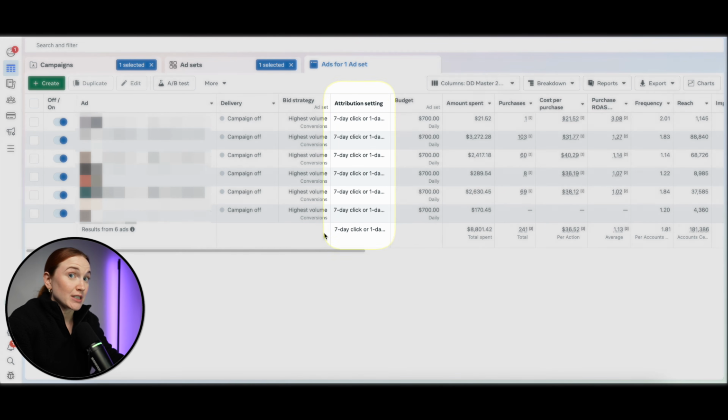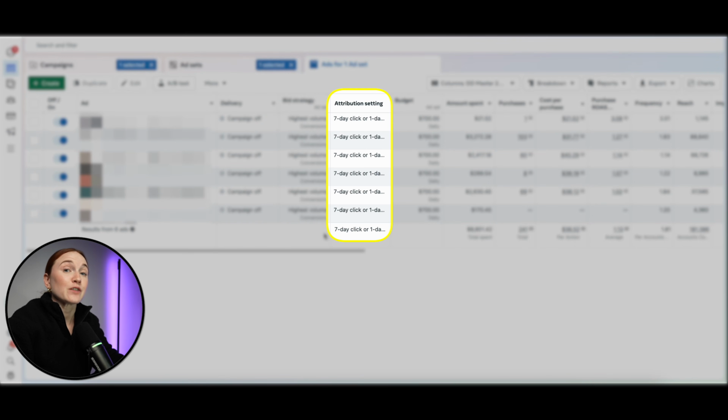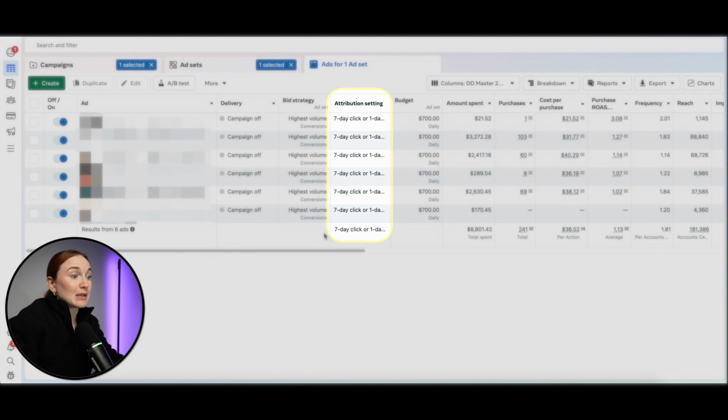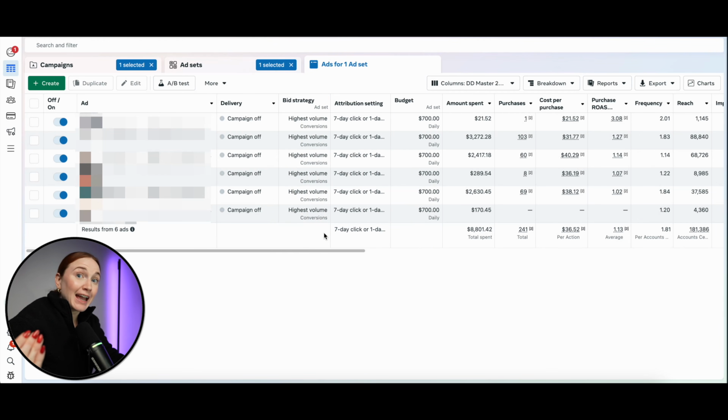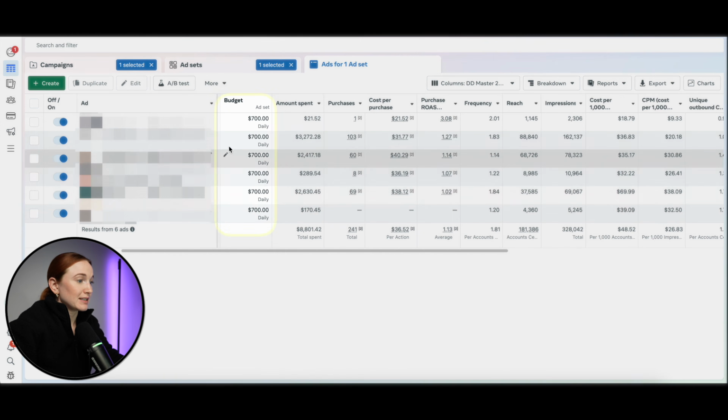An attribution setting is essentially saying, hey, if someone clicks on your ad within a 7-day period or views it within 24 hours, 1 day, then that means that that specific ad or campaign will then have that purchase attributed to that specific ad. Now, once we scroll over here, we can see budget.